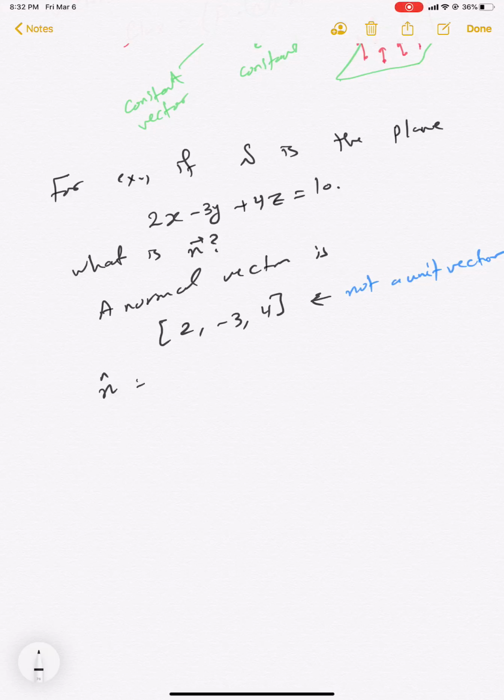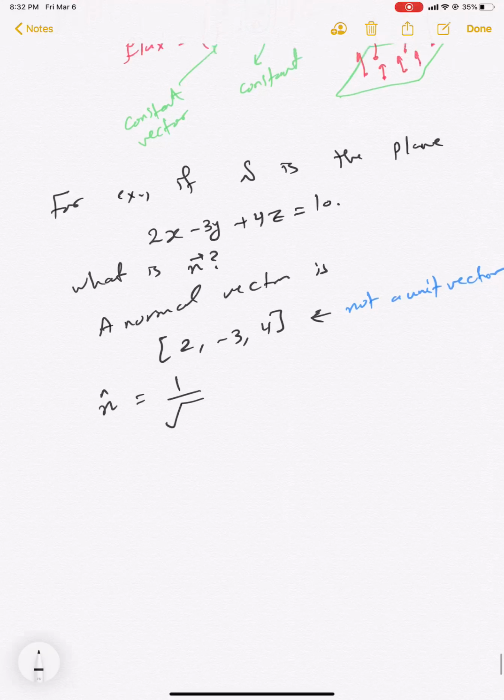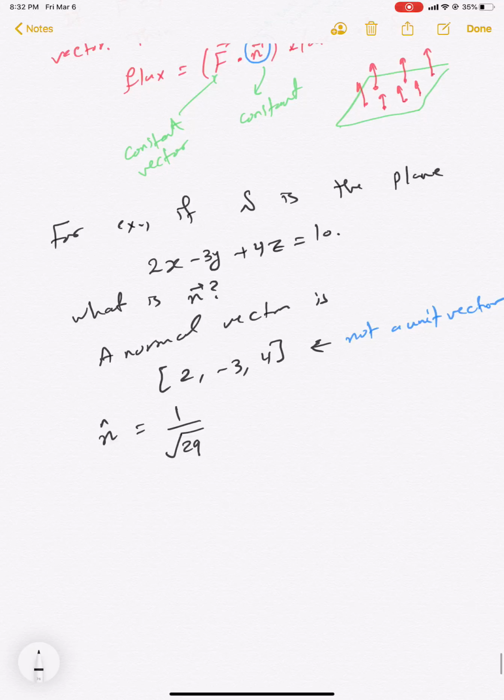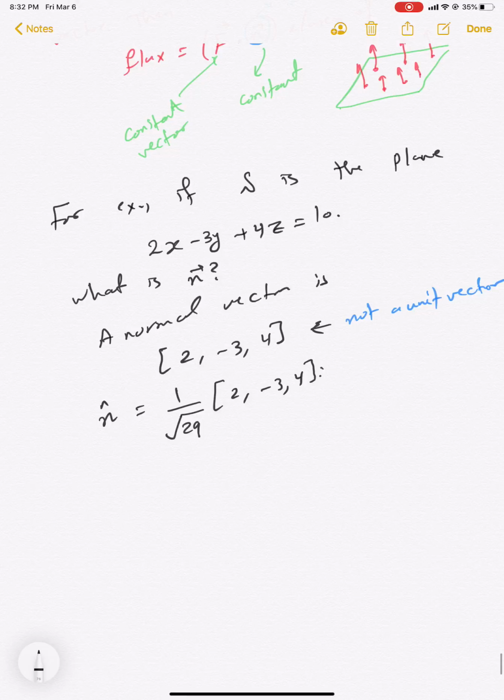So let me write it like this, n hat. We take 1 over the magnitude of this vector, which is the root of 2 squared, negative 3 squared, 4 squared, that is 4 plus 9 plus 16, 29, times (2, -3, 4). So this is the vector we are using. And this is a fixed unit normal vector.